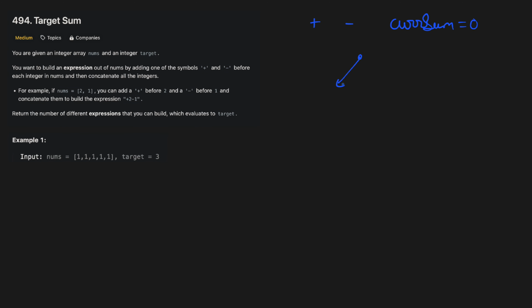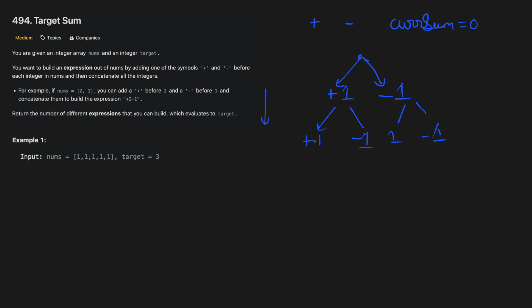For example 1, either we will be doing plus 1 for the first number or minus 1. Then for the next number we will be doing plus 1 again or minus 1. Similarly, for this side of the tree as well, we will have plus 1 or minus 1. And this process will continue until we reach the end of the array. And once we reach the end of the array, we can check if current sum is equal to target. And if it is, then we count that expression as a valid one.